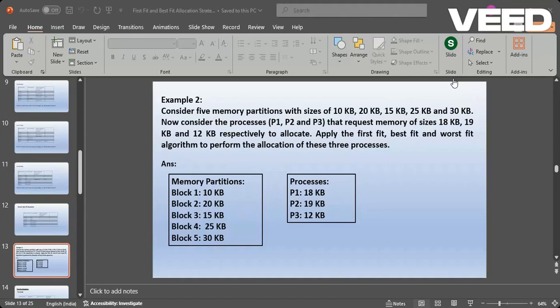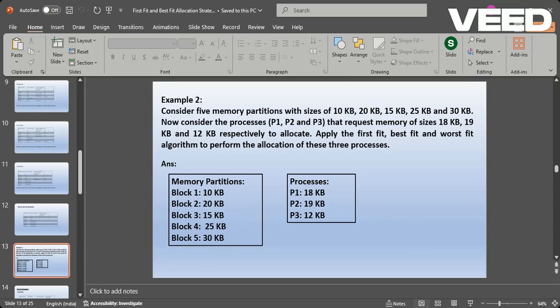Okay, this is the second example for the first fit, best fit, and worst fit memory allocation strategy. Here we have five memory partitions with the sizes 10 KB, 20, 15, 25, and 30 KB. Then we need to allocate the processes P1, P2, P3, which have sizes 18, 19, and 12 KB.